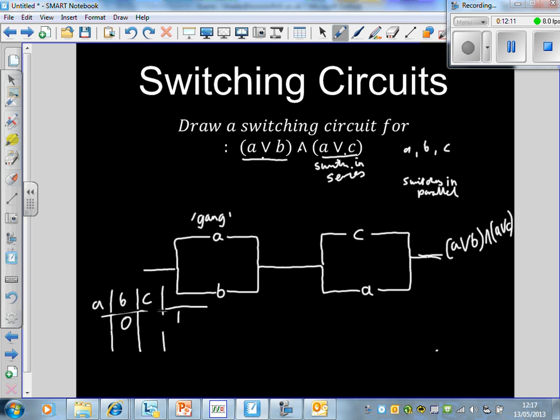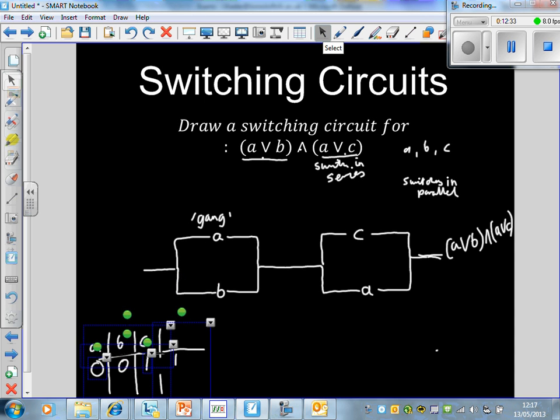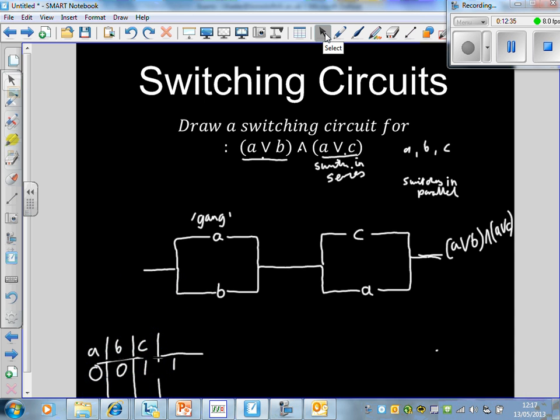If, however, we make A 0, B 0, and C 1, we can see here it stops. It's not going to get through these gates because the switch for A and B has been switched off. So the final state here would be that the lamp wouldn't be switched on. So that's what I mean by switching gates.